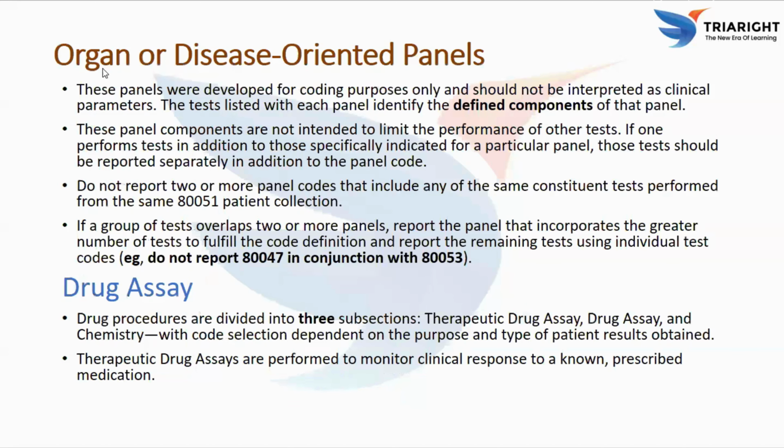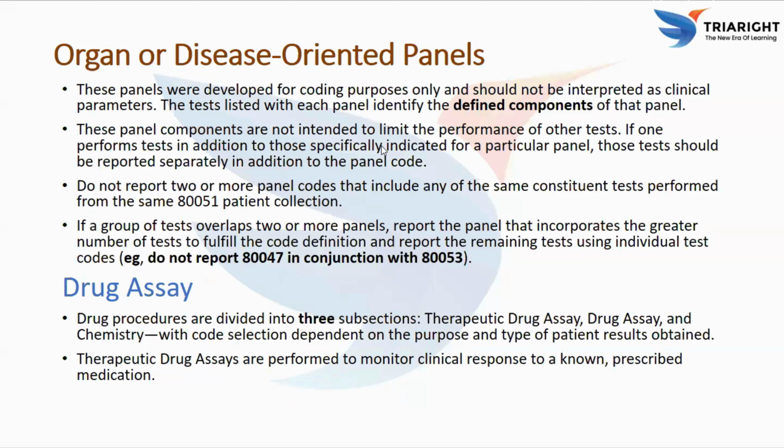And coming to the first subsection, organ or disease oriented panels. So what is the purpose of the panel codes? So panel codes, they are created for coding convenience only. They are not clinical guidelines. So each panel lists defined components that must be performed. So a panel code can be billed only when all the listed components are performed.